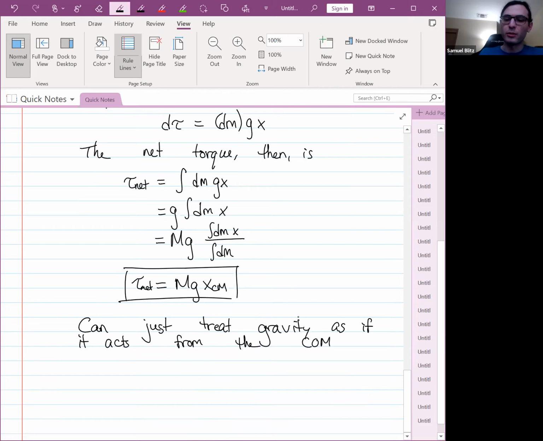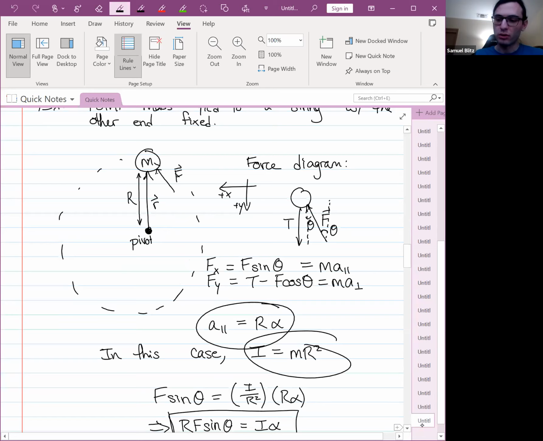Why does it just become x_cm? Well, this is the definition. That's how you compute the center of mass in the x direction. Oops, I don't know what just happened.